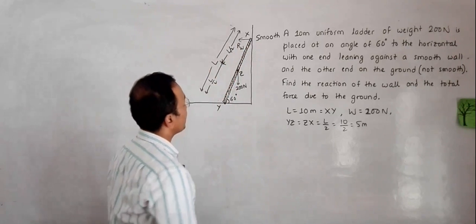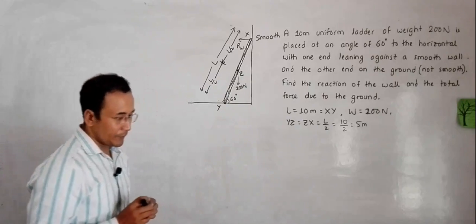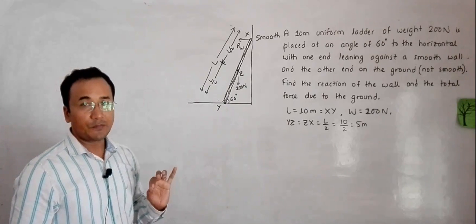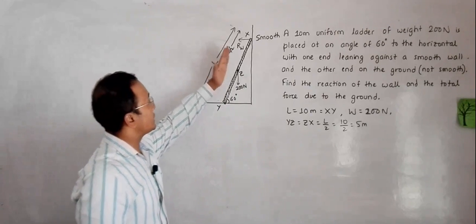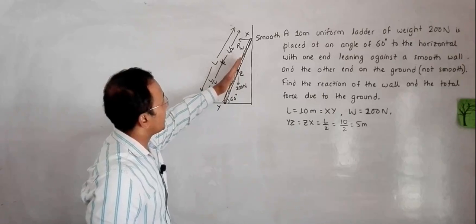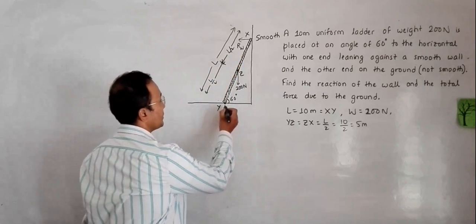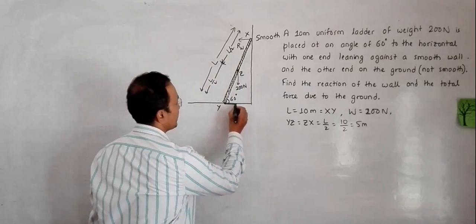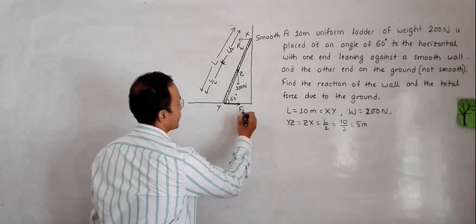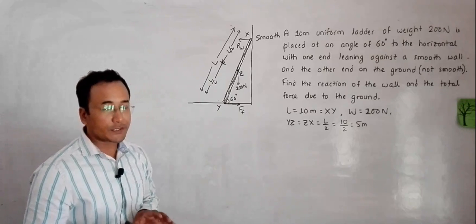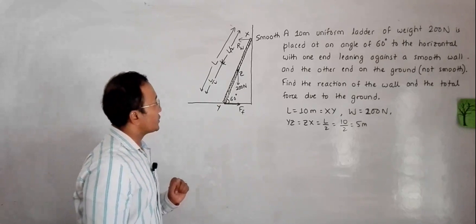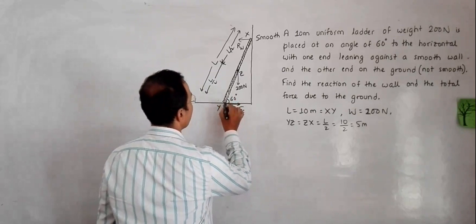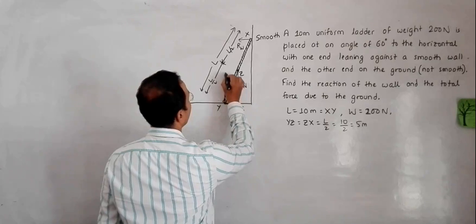Then here on the ground, it is not smooth. So that means there will be frictional force. As this ladder tries to slip like this, the frictional force will be acting in this direction. This is the frictional force, and that's what holds the ladder. Also, there will be a force of reaction from the ground, which will be like this. This is the reaction force applied by the ground.